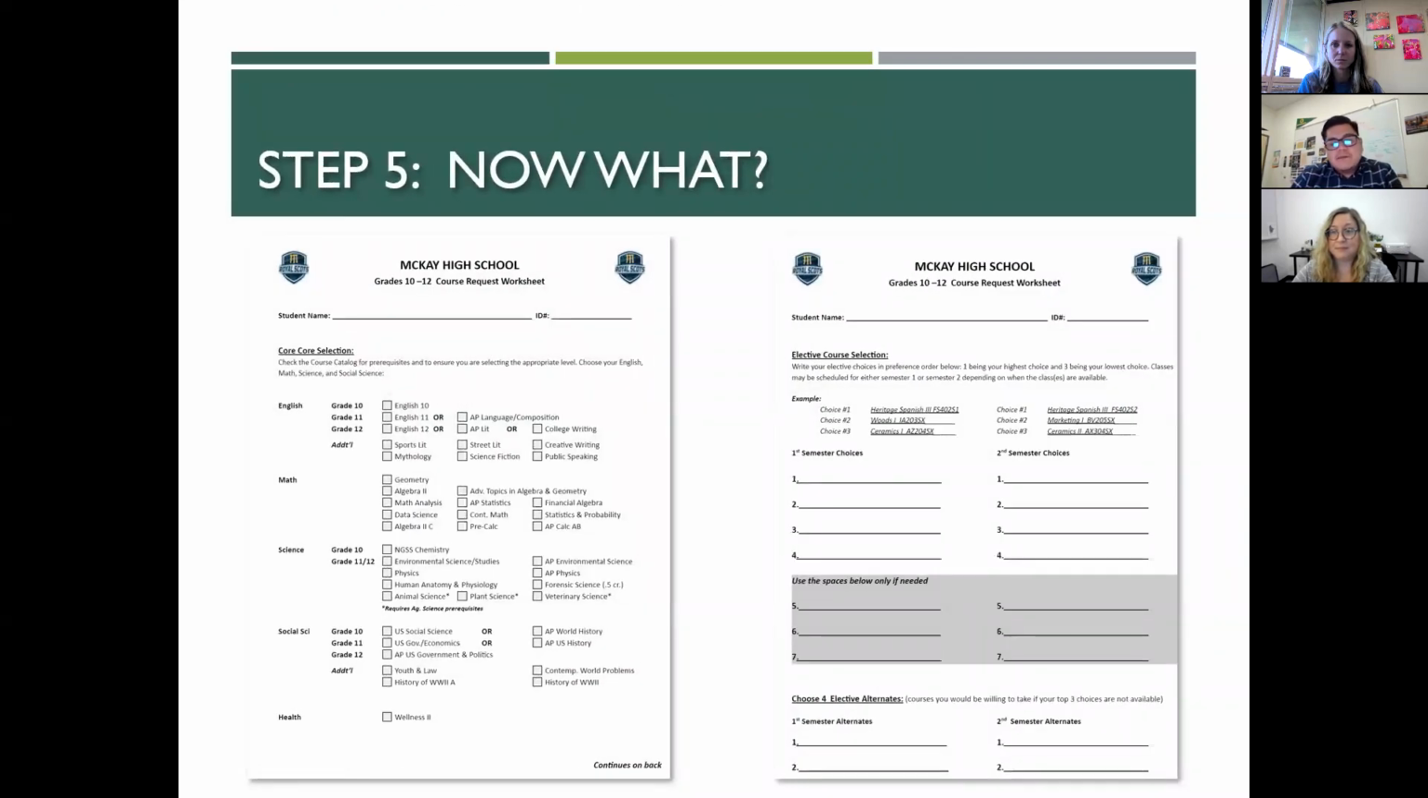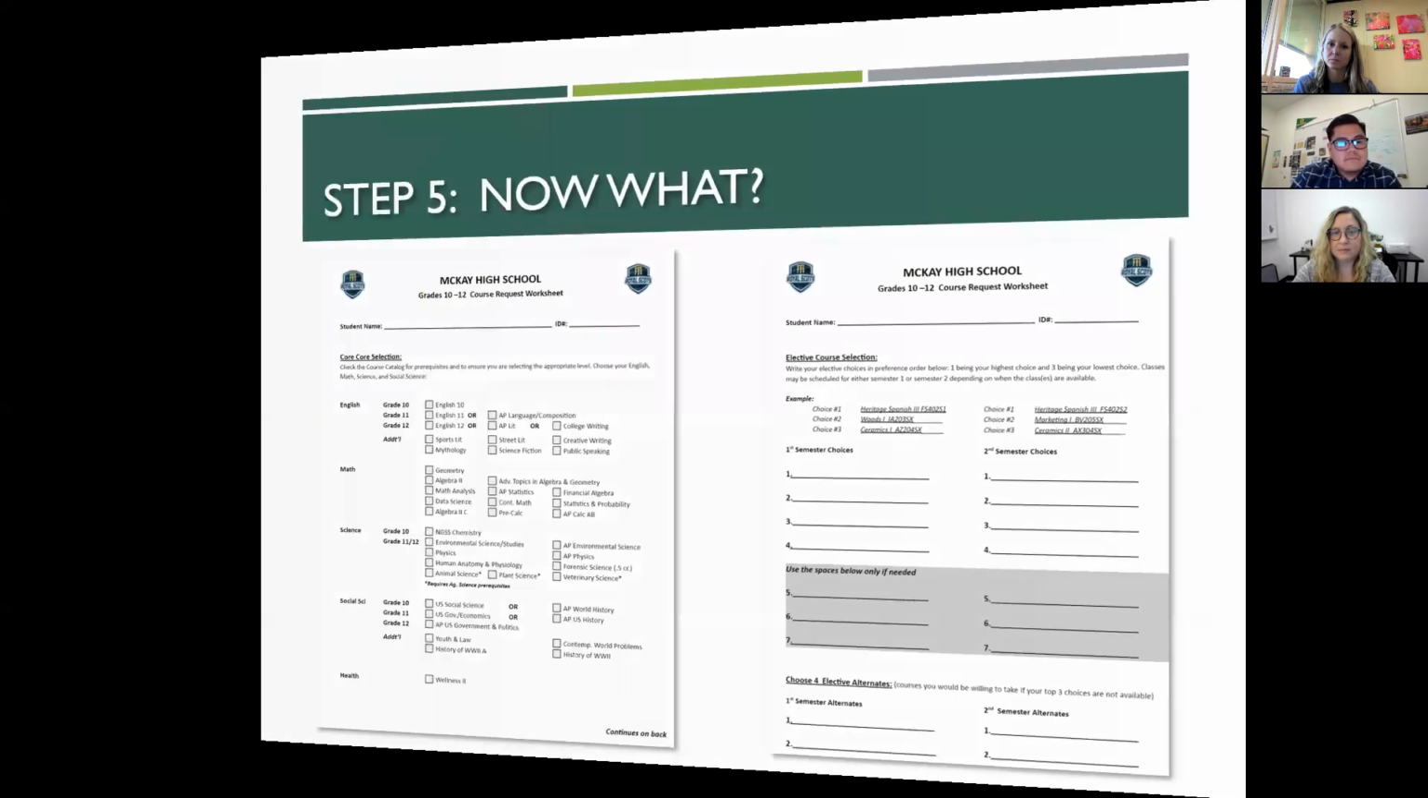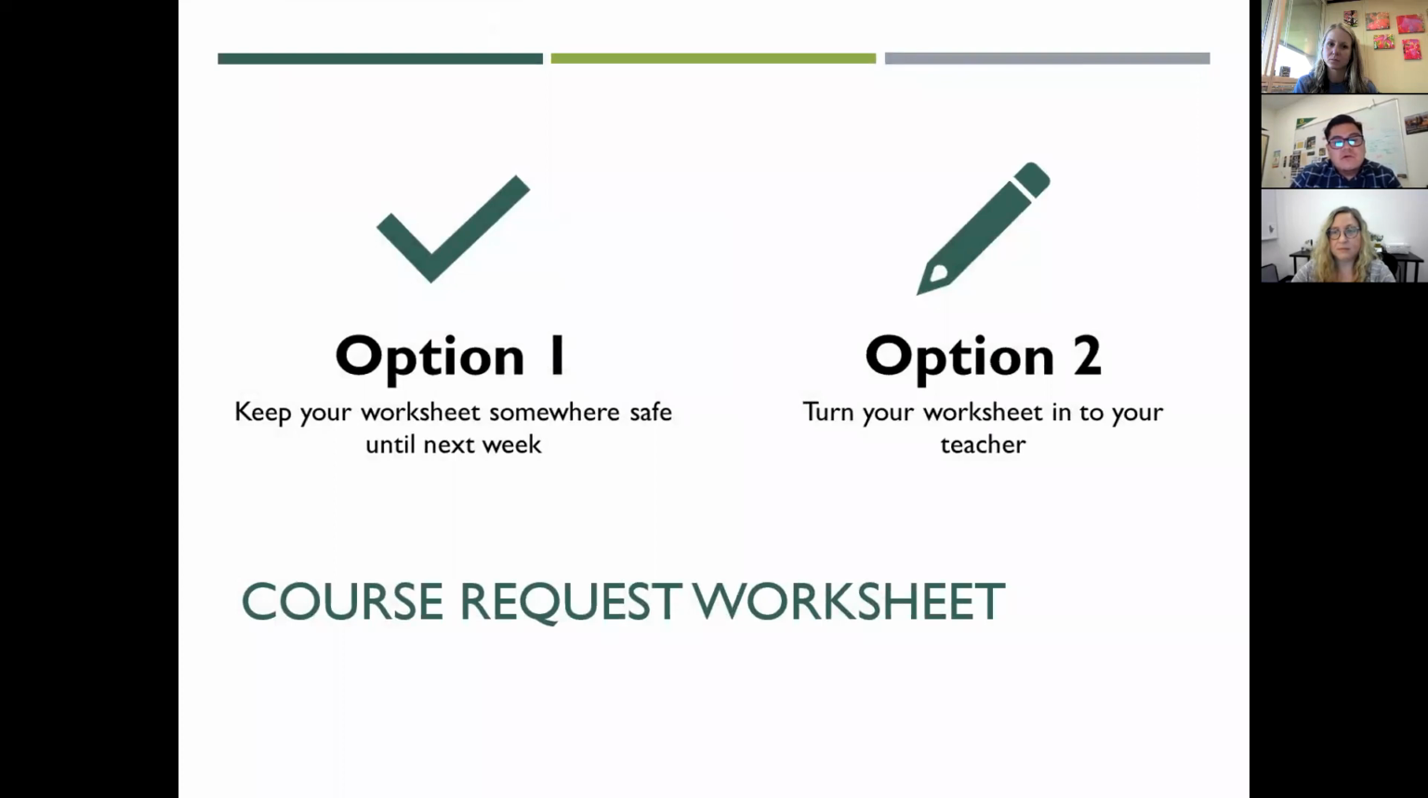So now what, right? You got a lot of information right now, and the next step is that your teacher is going to provide you with a copy of the course request worksheet for you to complete. The front side is where you'll make your course selections, and the back side is where you'll select your elective classes. You can either turn in your course request worksheet to your teacher to hold on for you, or you can keep it and bring it to your next class, which will be the following week when counselors meet with you to enter your course request into Student View.